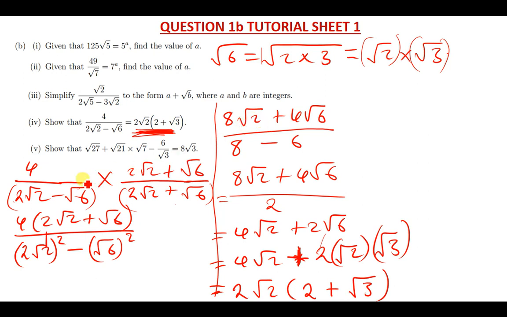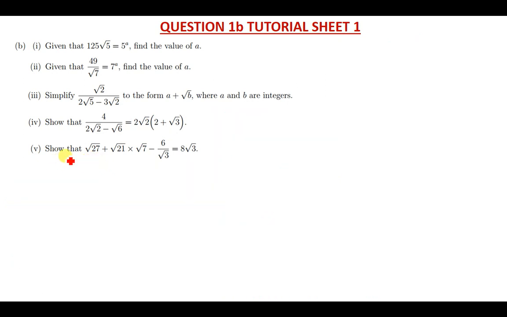Alright, let's move on to the last question on question 1b. This is question 5, which says, show that root 27 plus root 21 times root 7 minus 6 over root 3 is the same as 8 root 3.